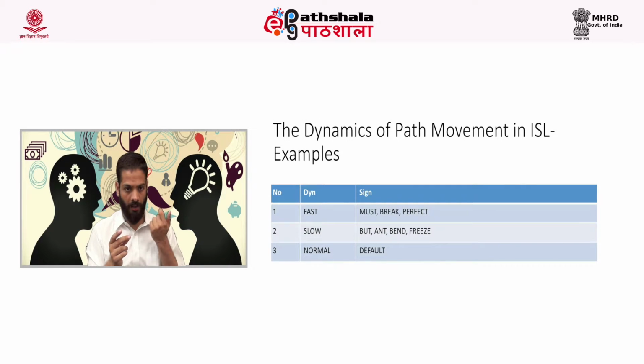In terms of dynamics of path movement in Indian Sign Language, we can have fast, slow, normal. In fast, it would be must, break, perfect. So you have to sign fast. In slow, it would be but, and, bend. If you sign bend fast, it would mean break. So the meaning would change. So you have to sign slow. And then the other example would be freeze. In normal, the various signs can be signed at the normal pace.